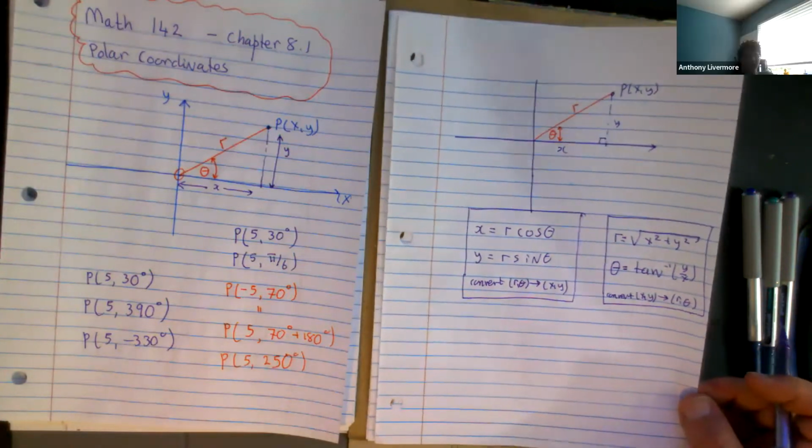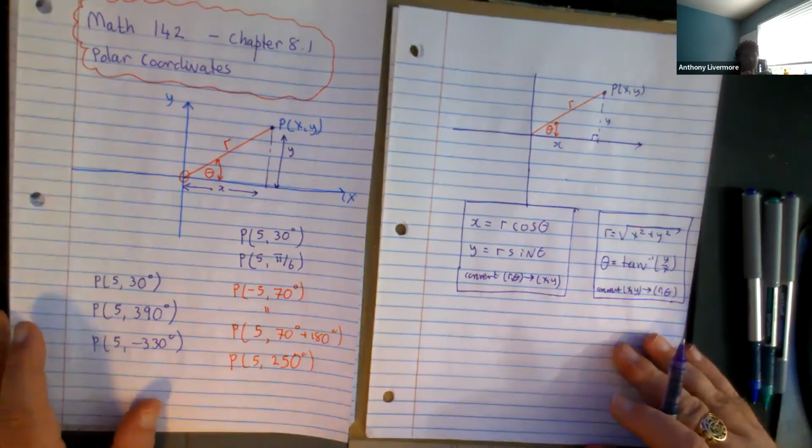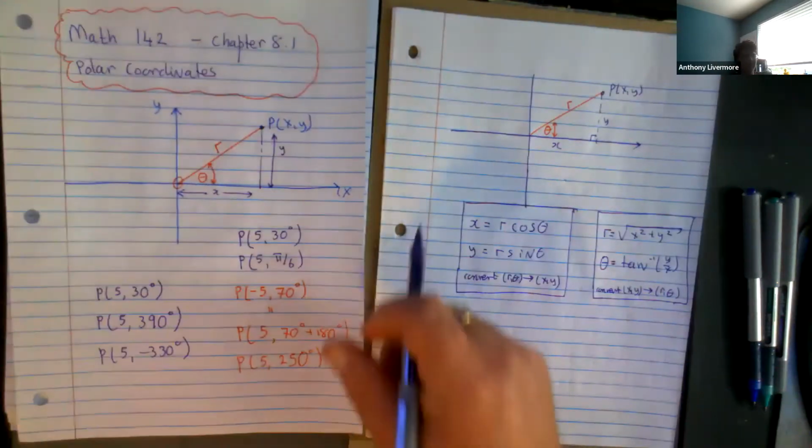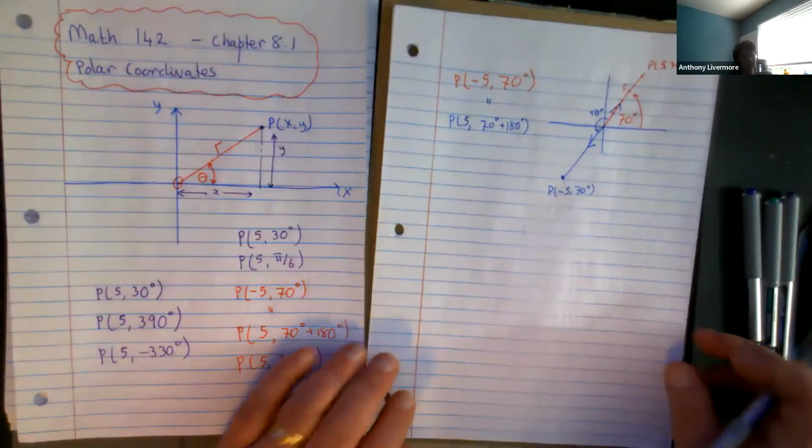I have a question. Yes. So on the first page, you wrote P is negative 5,70. How is that exactly equal to 5,250?